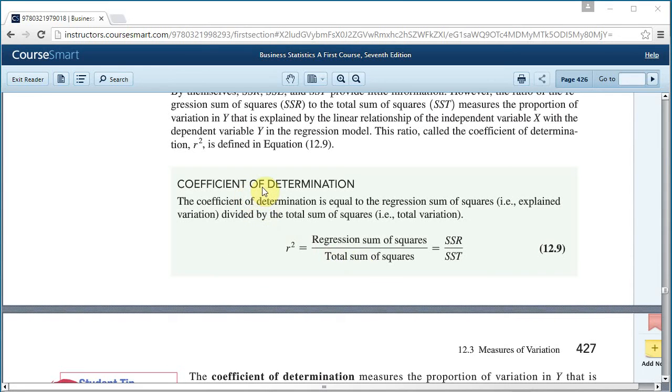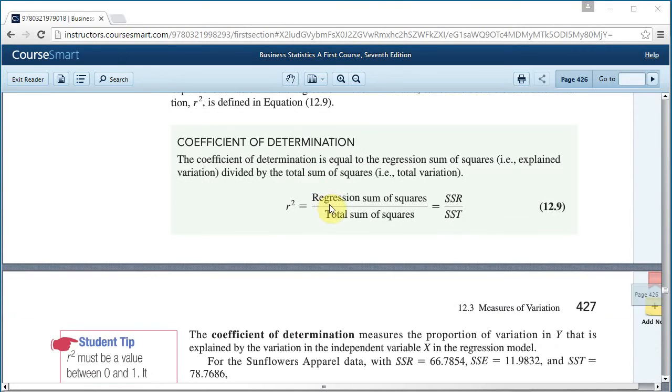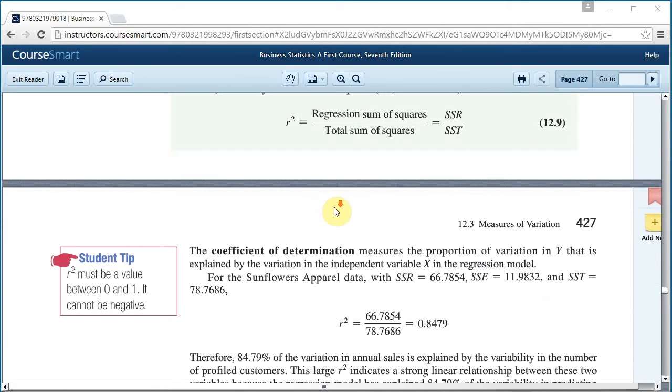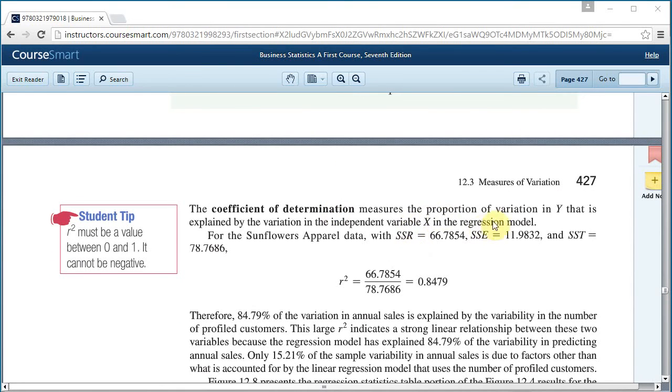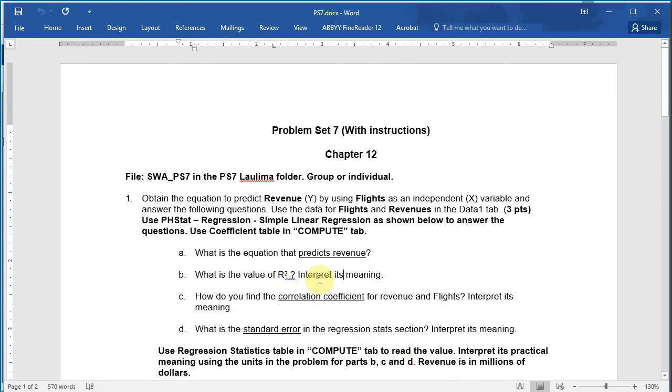It's called the coefficient of determination. That's another name for it. And it measures the proportion of the variation in Y, which in this case is revenue, that's explained by the variation in the independent variable X, which in our case is the number of flights. So this R squared is a percentage. It's a percentage of how much of the variation in revenue can be explained by the variation in the number of flights. Okay, so that's what R squared is.